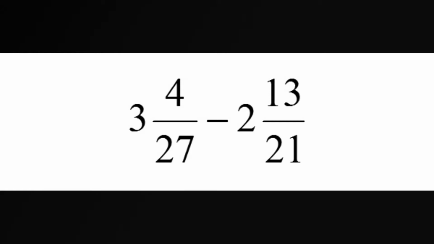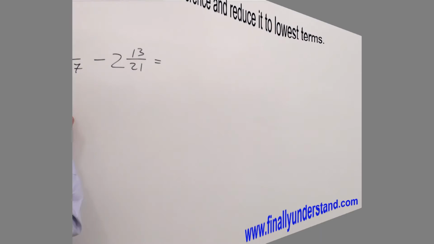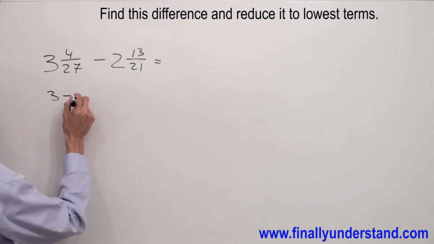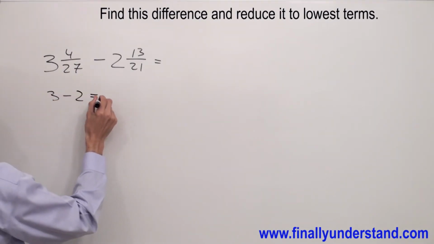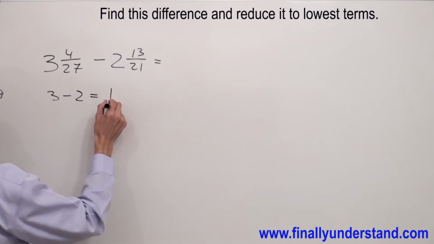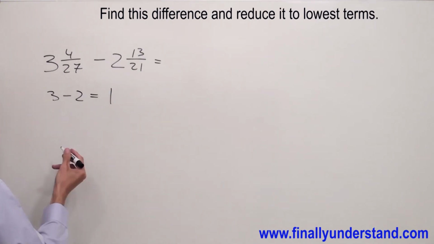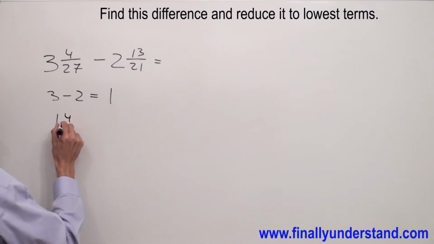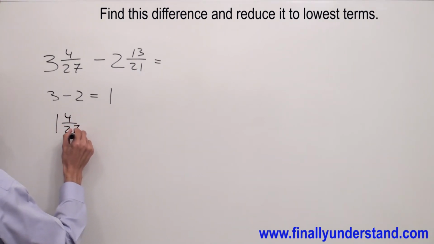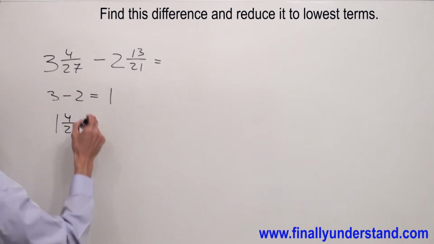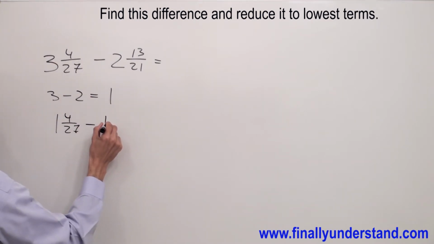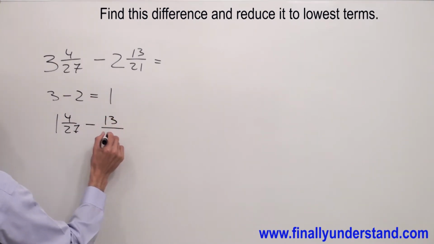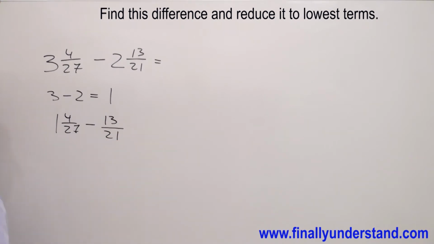Again, I'm going to subtract first the whole numbers. So I have 3 minus 2 equals 1. And I have right now a problem looking like this: 1 and 4/27, this one and this fraction, minus 13 over 21. Okay?